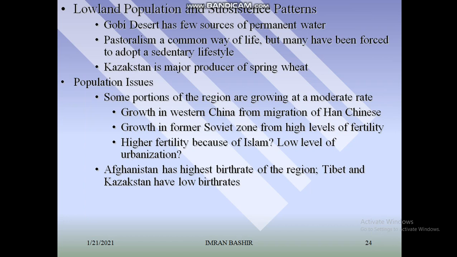Population issue. Some portions of the region are growing at a moderate rate. Growth in western China comes from migration of Han Chinese. Growth in the former Soviet zone comes from high fertility because of Islam and a low level of urbanization. Afghanistan has the highest birth rate of the region. Tibet and Kazakhstan have low birth rates.